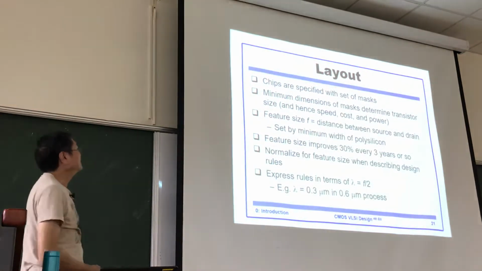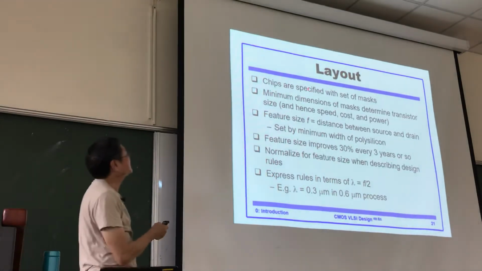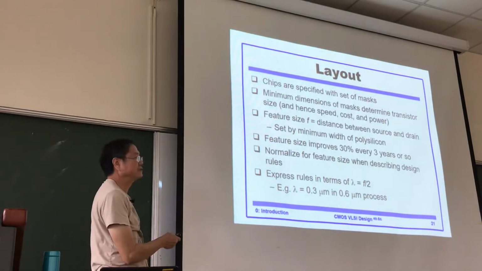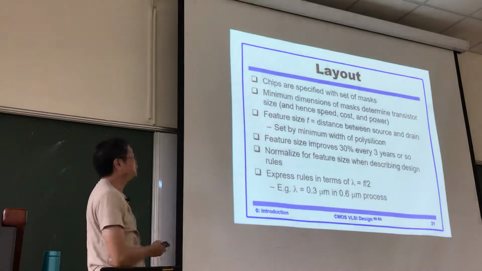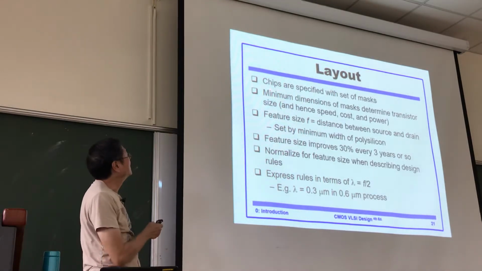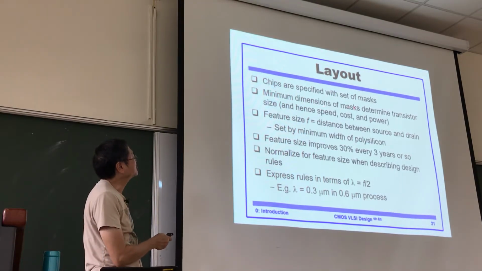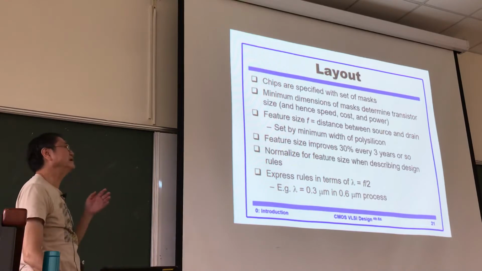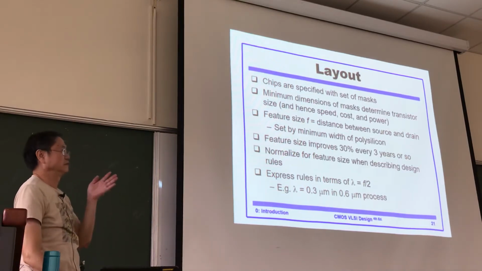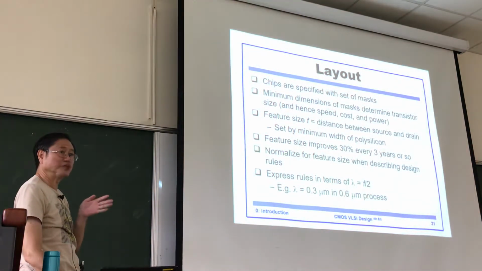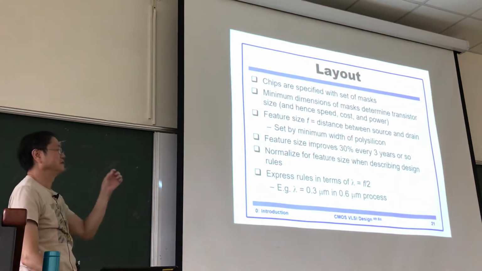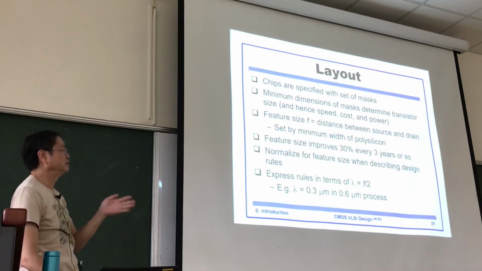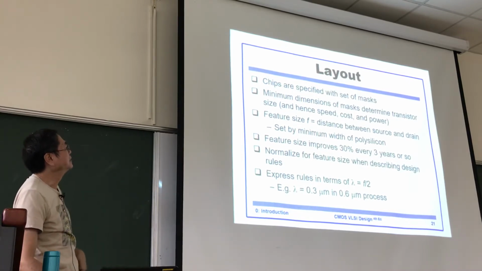So, what is layout? Layout, the chip is specified with a set of masks. As I said, during the process, you need the masks. The minimum dimension of the mask determines the transistor size. The exact layout indicates the real shape of the circuit. It represents the real shape, size, and position.